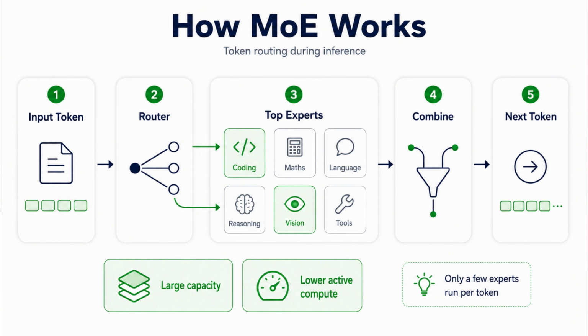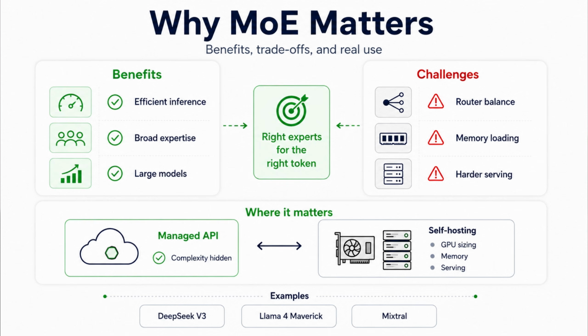And this allows the model to have very large overall capacity while using only a small subset of that capacity during the actual inference. As a result, the system can become more efficient compared to activating every parameter for every request. And there are several modern open weight models that use this approach, like DeepSeek V3, Llama 4, and Mistral, because the idea is to give the model access to broad expertise while still keeping inference more efficient than an equally sized dense model.